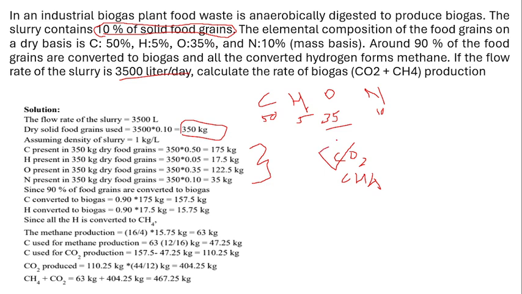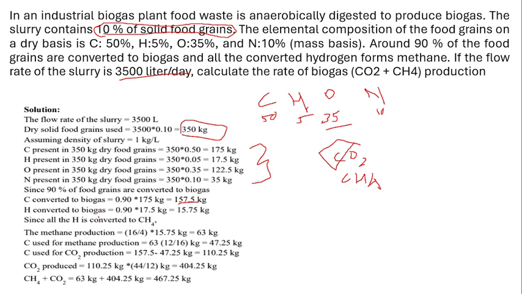First, we are choosing the amount of carbon. So, the amount of carbon converted to biogas: 175 kg of carbon is there in our food grain, and 90% is converted to biogas. So multiply it with 0.9. So the amount of carbon converted is 157.5 kg.